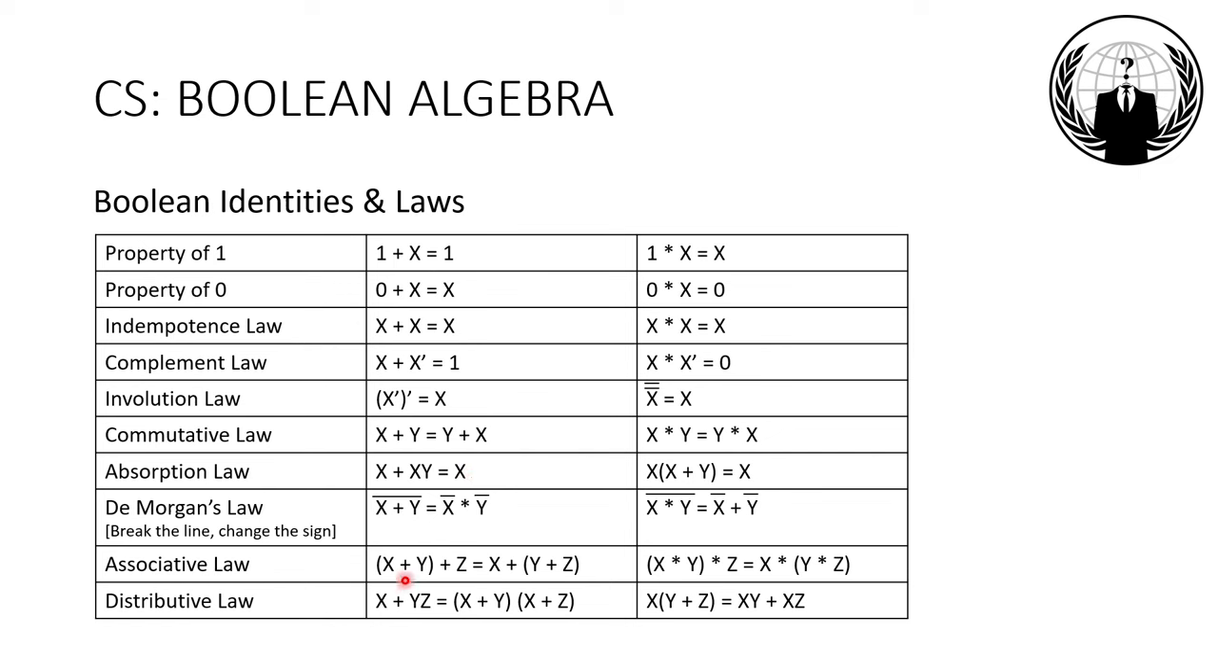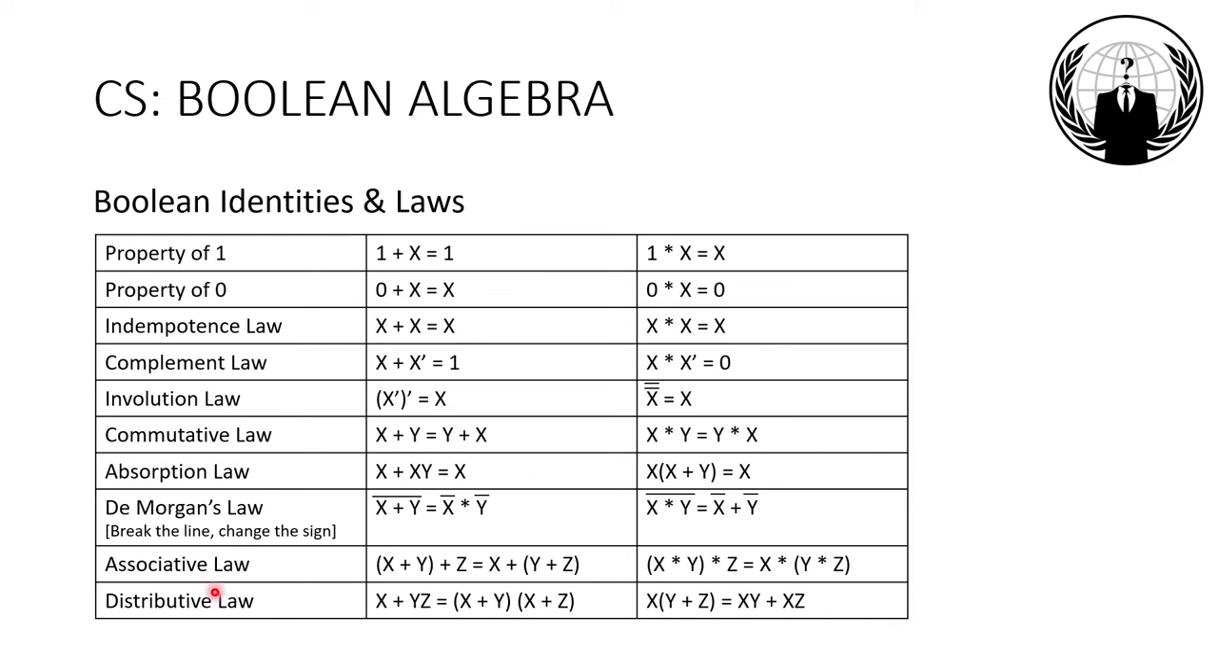Now associative law: x plus y whole bracket plus z is equal to x plus whole bracket y plus z. And similarly, the associative law for multiplication, that whatever we solve first will never change the output or the result. Now distributive law, this one is similar to the law which we use in mathematics. By opening the bracket, it is xy plus xz, but in this case, x plus yz is equal to x plus y into x plus z.